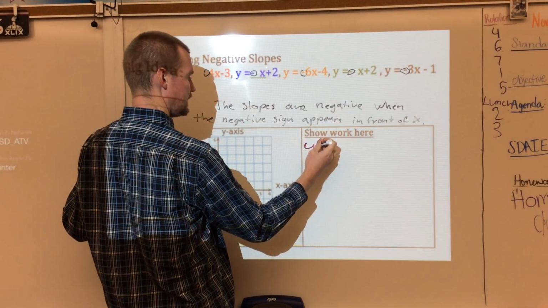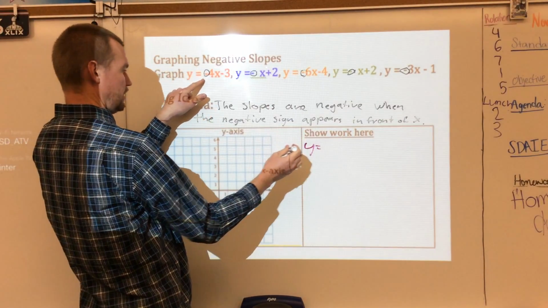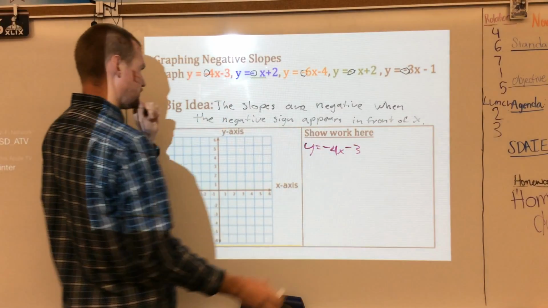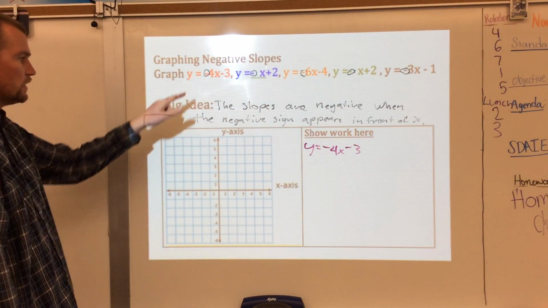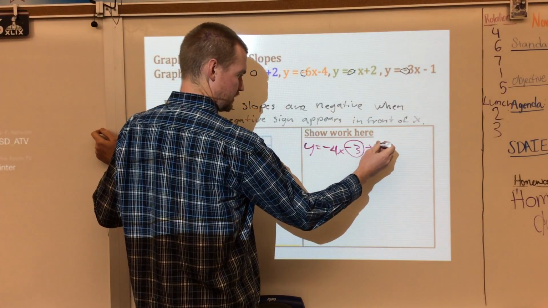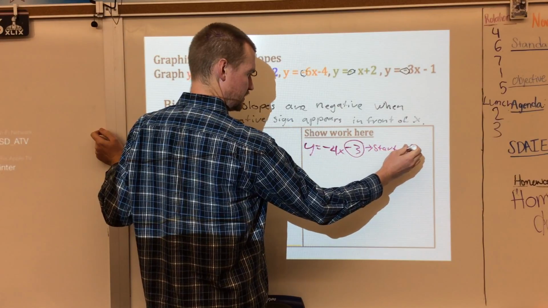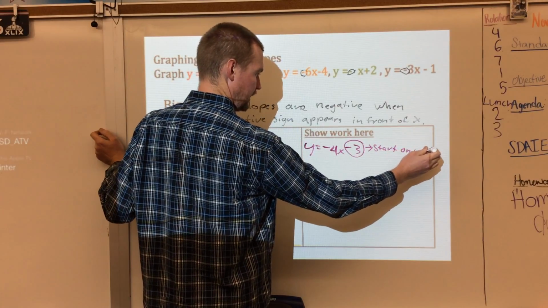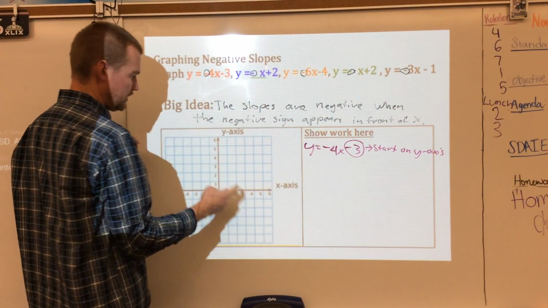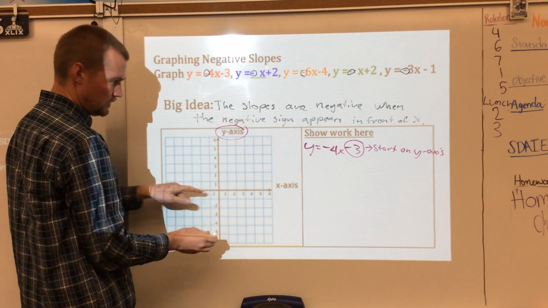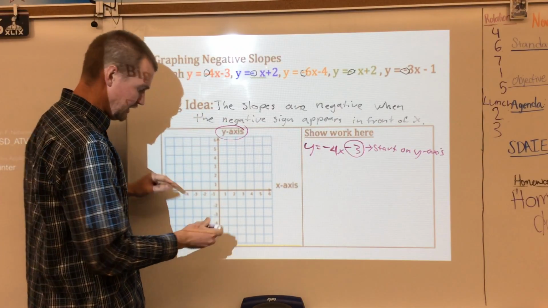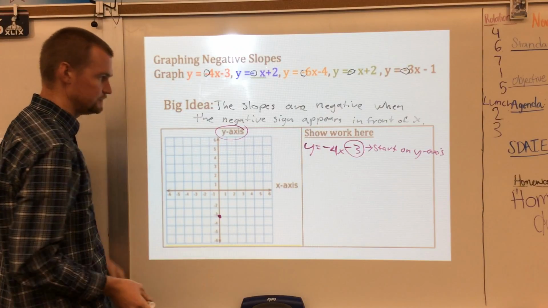So we got y equals negative 4x minus 3. What we're going to do is start at negative 3 on the y-axis. The y-axis goes up and down, and we're going to find where negative 3 is. Up is positive, down is negative. So negative 3 is going to land right there.